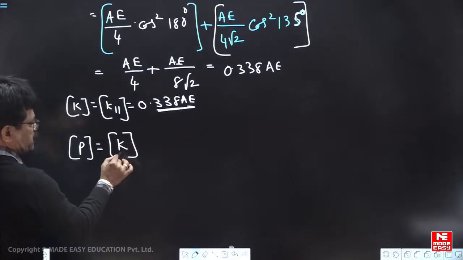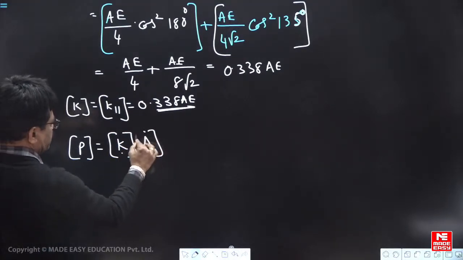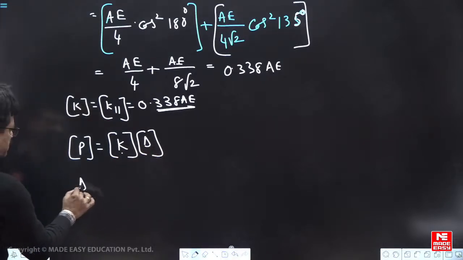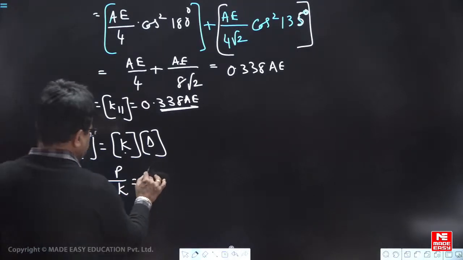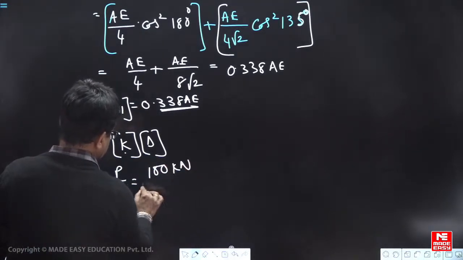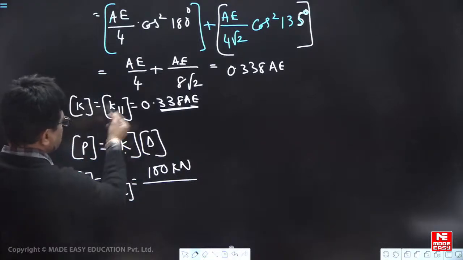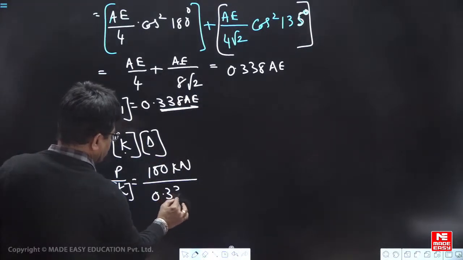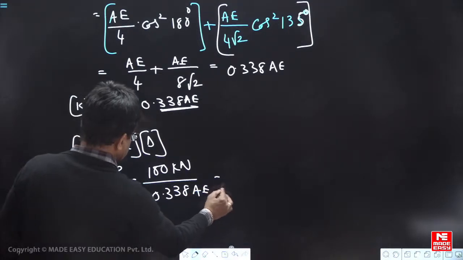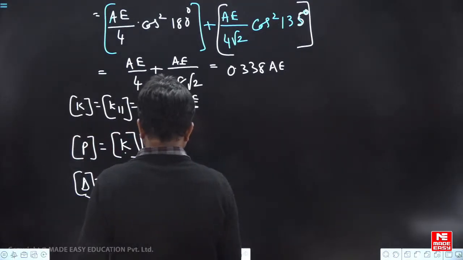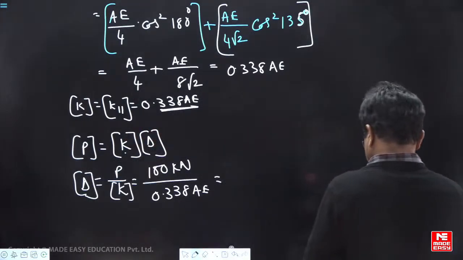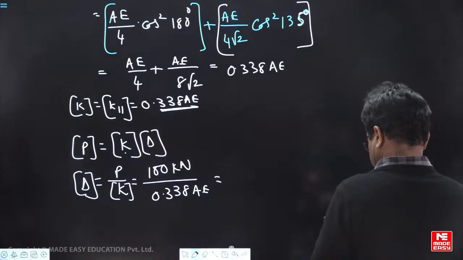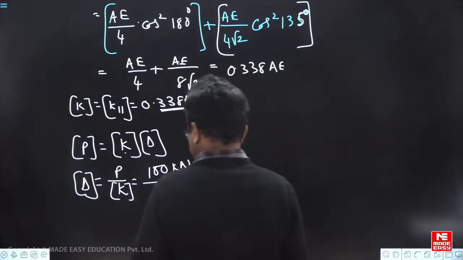Force required to produce unit displacement is K. Then for displacement delta, how much force is required? P by K. I can write P is 100 kilonewton by K. Direct, because only one element is there, I can write it as 100 by 0.338, which is 295.85.